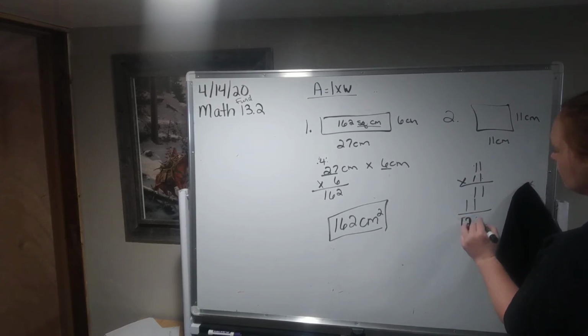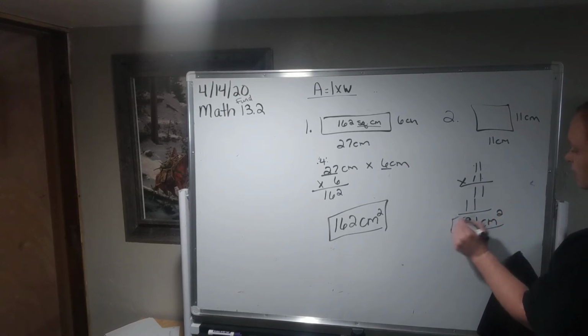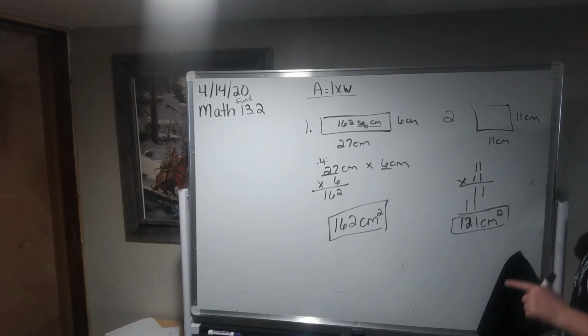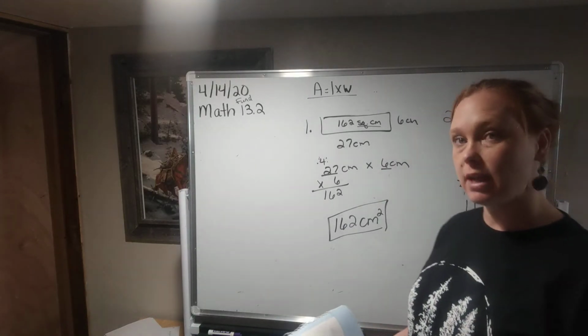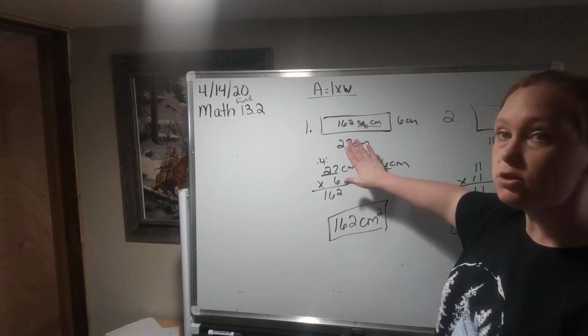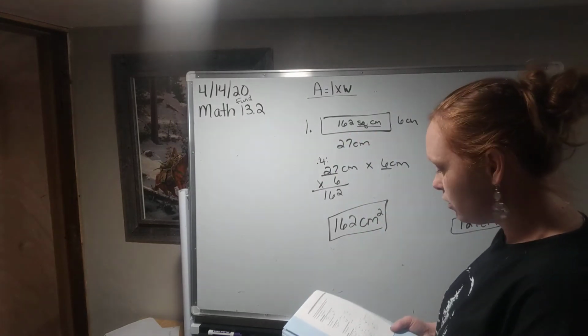So 121 centimeters squared. If the centimeters squared is not part of your answer, it is not a correct answer because we have to show that we found area, that we found how many squares were inside, not a straight distance. Okay, so make sure that you're doing that.